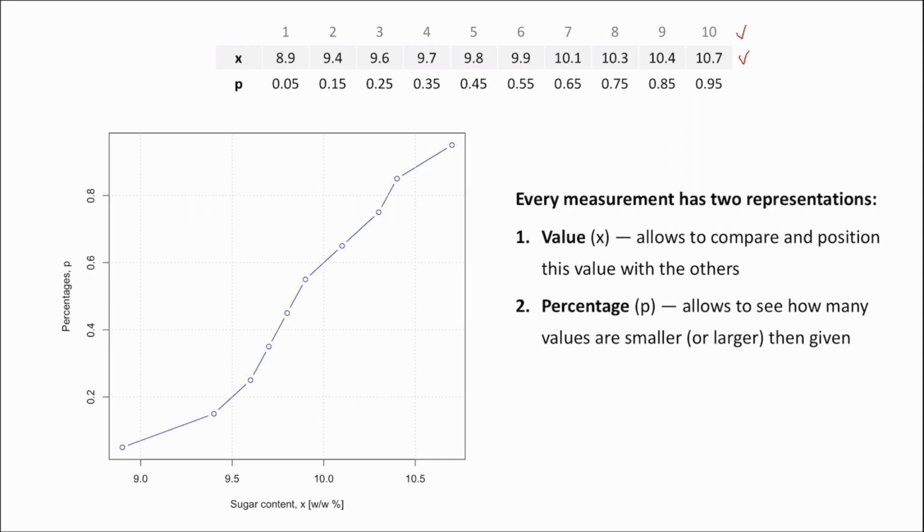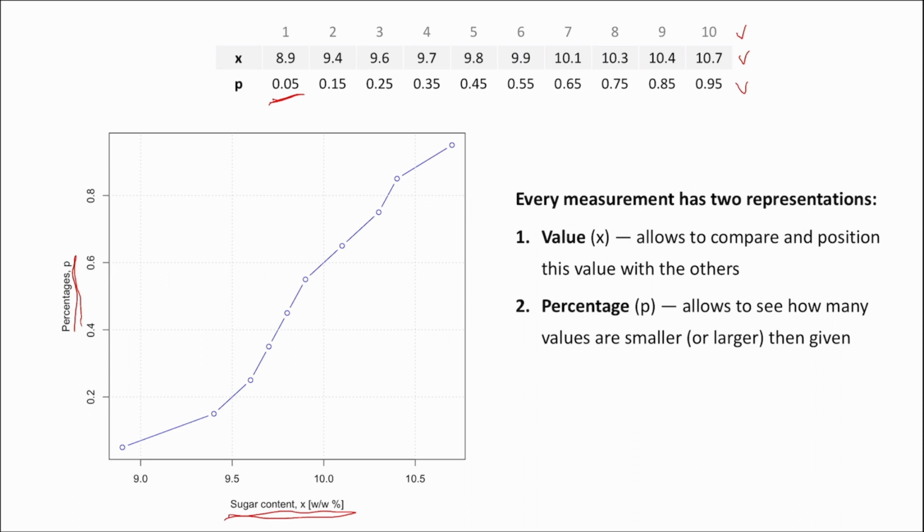And then we computed the percentages, right? So for example, here the percentage is 5. It means that we expect 5% of apples to have sugar below 8.9. And that's what we call a percentile. So 8.9 is the 5th percentile for our data set. Then we can make a percentile plot, where we show the X values as the x-axis, and the percentiles, the percentages, as the y-axis. That's what we call the percentile plot.